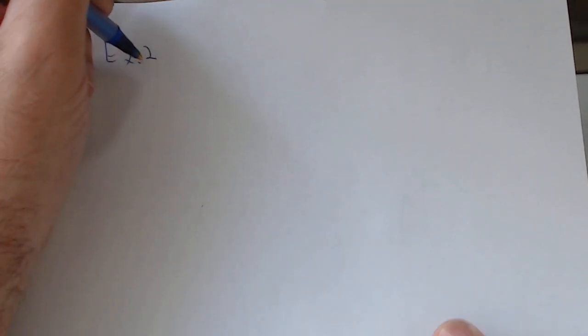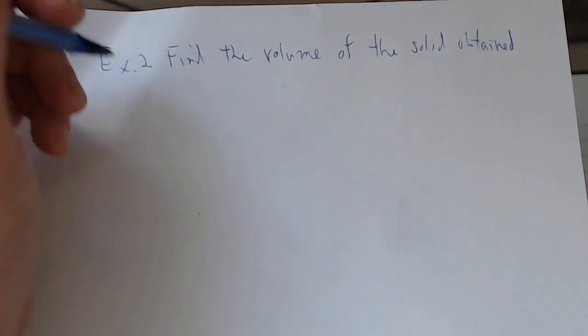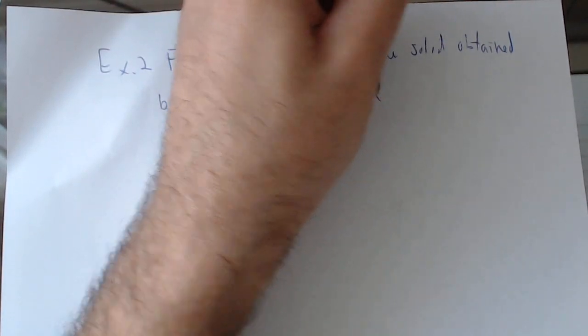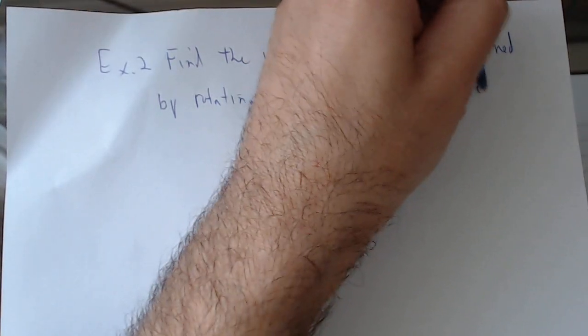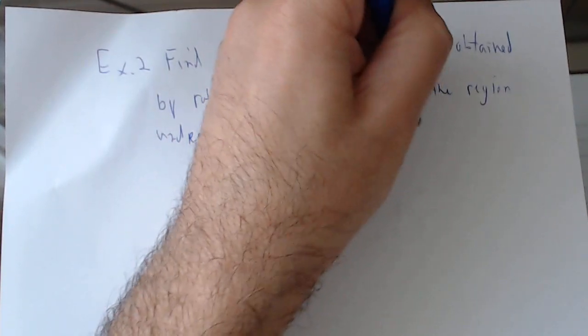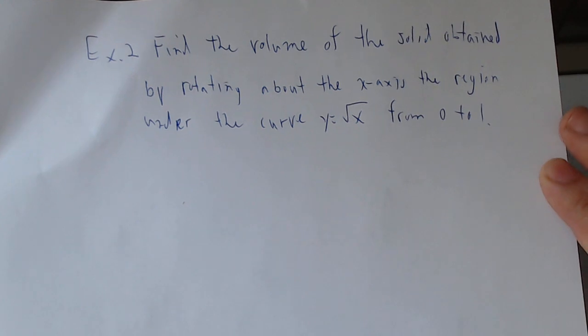So for example 2, we're going to say: find the volume of the solid obtained by rotating about the x-axis the region under the curve y equals rad x from 0 to 1.